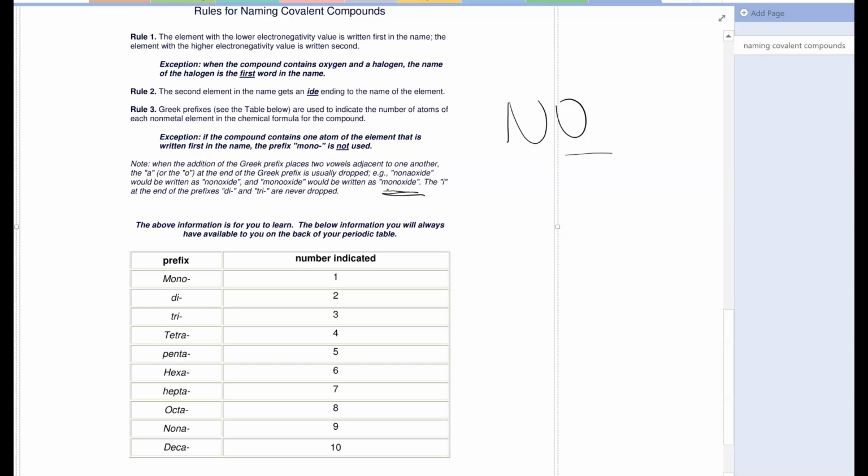With the dis and the tris, we never drop the i's. So in other words, if it's trioxide, we don't drop the I. We leave the I and it's trioxide. Dioxide, same thing. And then so here are the prefixes.